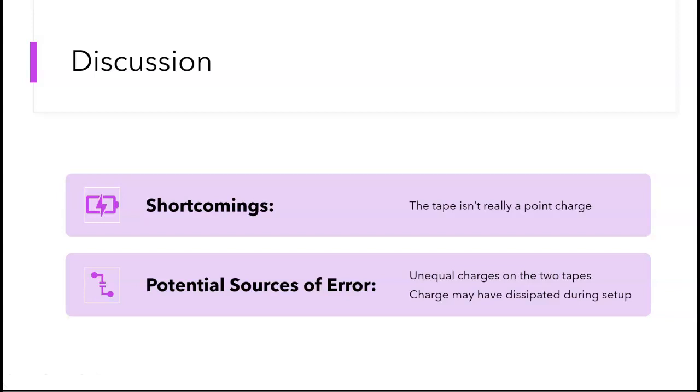Our shortcomings are as follows. The tape wasn't really a point charge, and there must have been unequal charges on the two tapes, and we could have easily lost or dissipated charges during the setup.